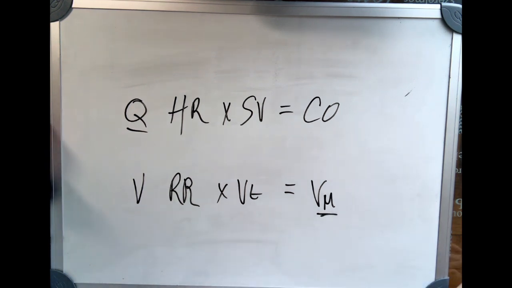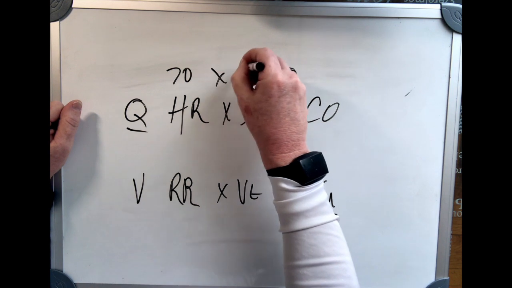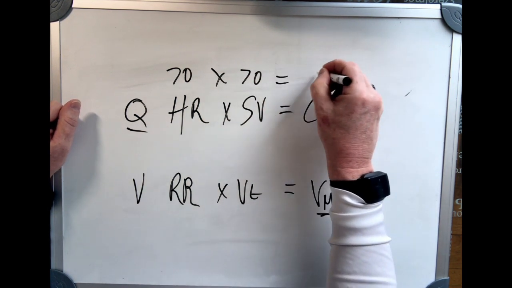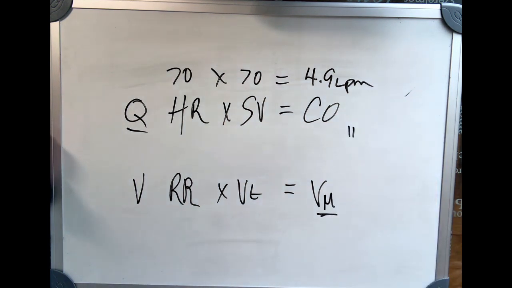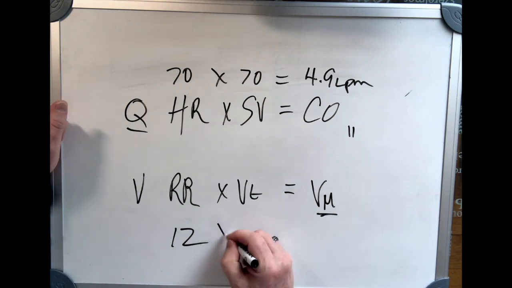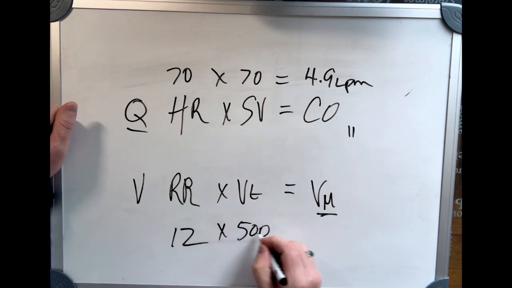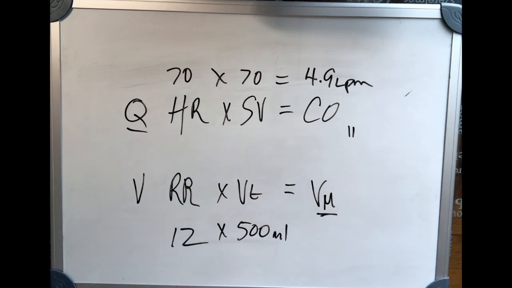What's the most common vent setting that you guys typically see? And how did they come up with that vent setting? I'll show you. We've got a heart rate of 70 times a stroke volume of 70 equals 4.9 liters per minute. We want to match that. So how do we do that? Well, the average healthy resting breathing rate, most of these folks want to go with 12 breaths per minute. And the other setting that we see all the time is 500 mLs. That 500 mLs is about half a squeeze of an adult BVM bag.